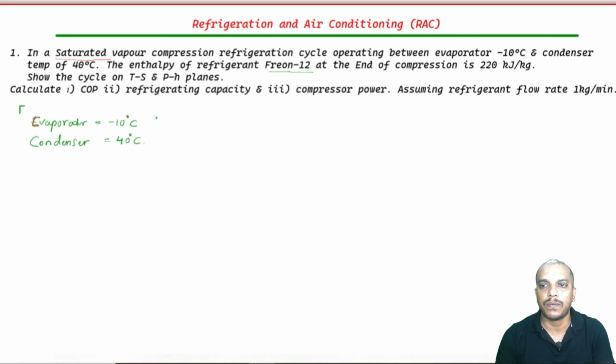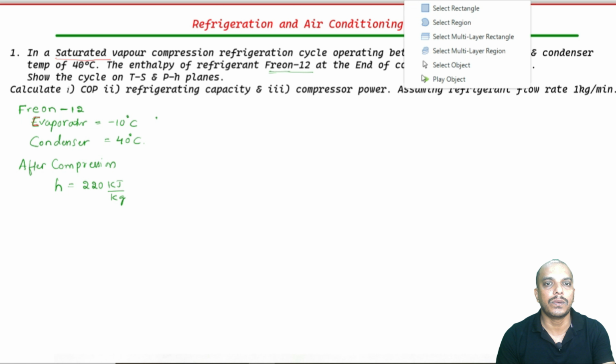So, freon 12. If you have to see the table for properties of enthalpies, I will have to go to freon 12. At the end of compression, so enthalpy of refrigerant at the end of compression. So, after compression, the enthalpy will be, after compression, enthalpy is 220 kilojoule per kg. Now, he is asking us to show the cycle on TS diagram, okay, and pH planes.